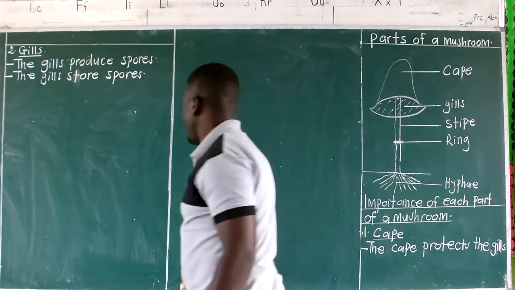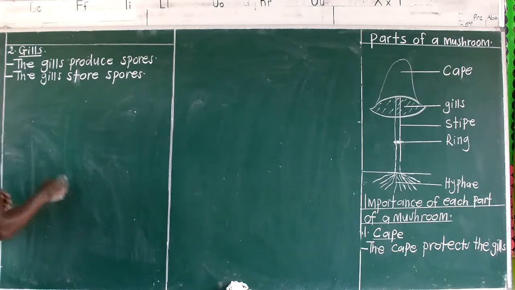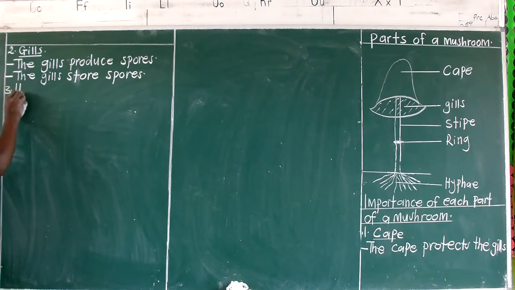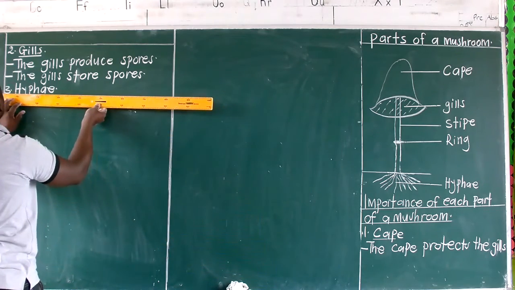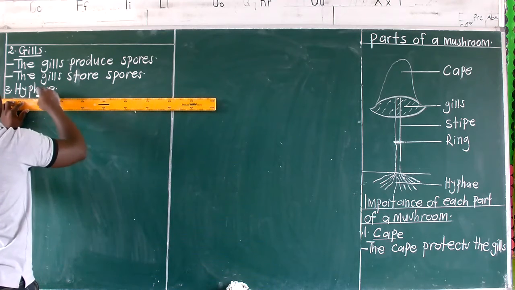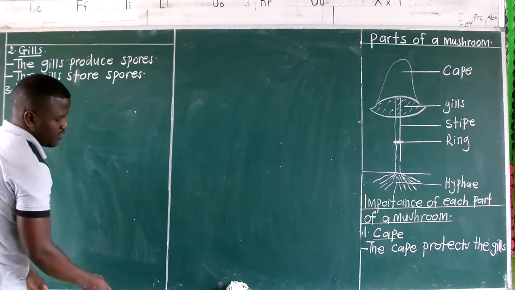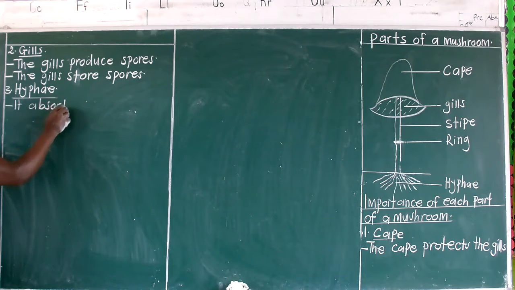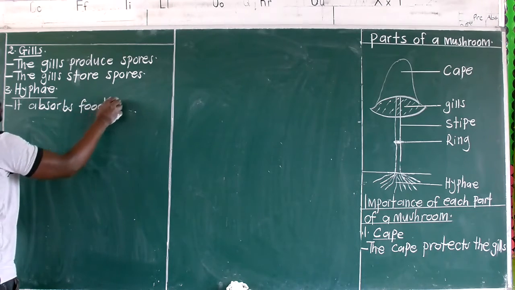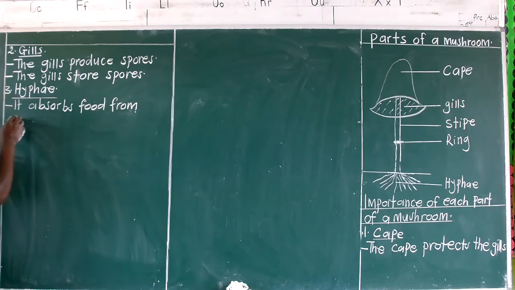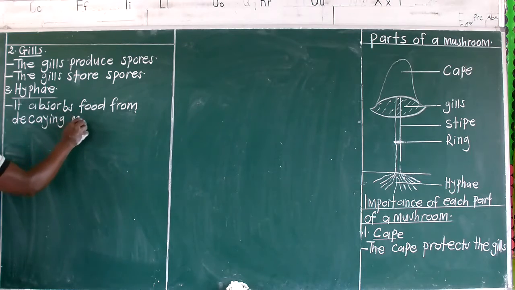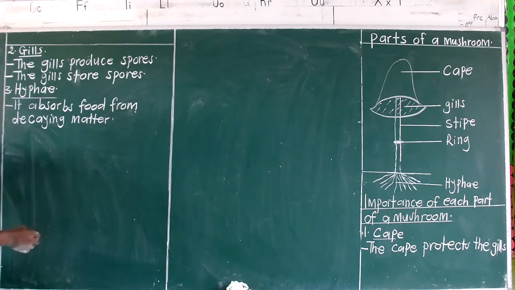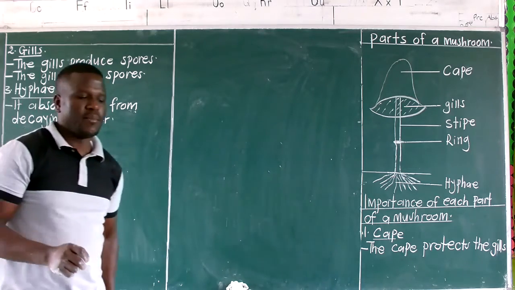Then we have this part called hypha. The hypha absorbs food from decaying matter. It absorbs food from decaying matter.